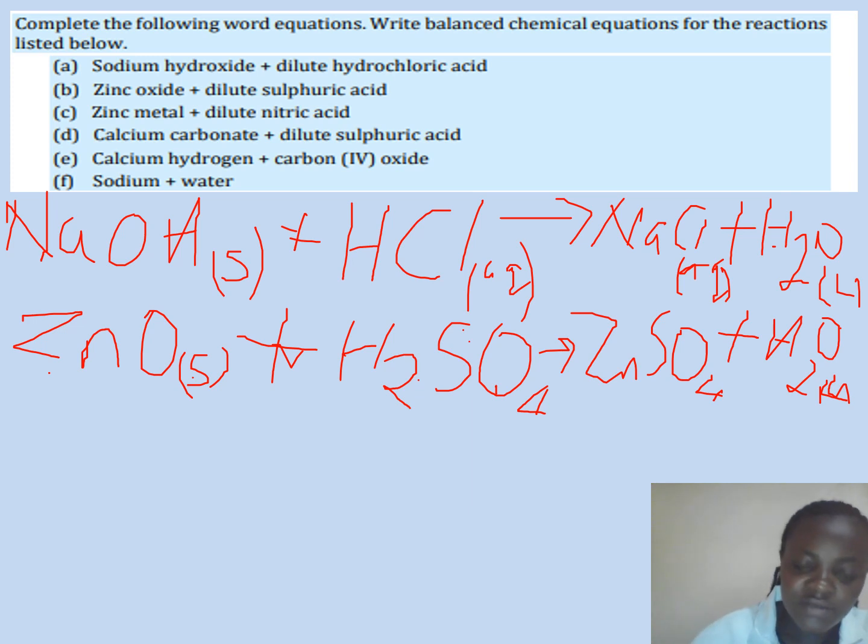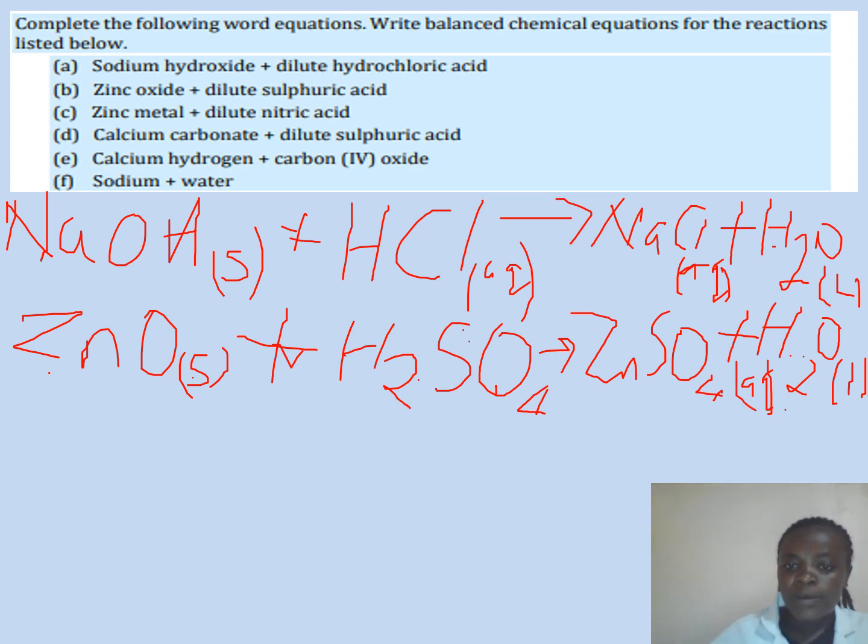Zinc sulfate is a solution. So this is water. It is in liquid state. Zinc sulfate is in solution, so aqueous. And sulfuric acid is also in solution. It is dilute, so aqueous.